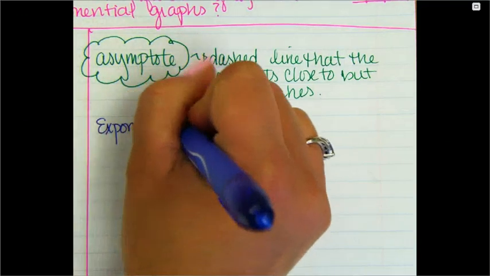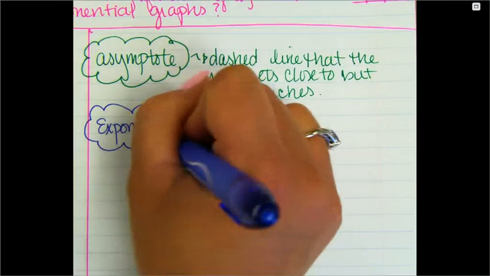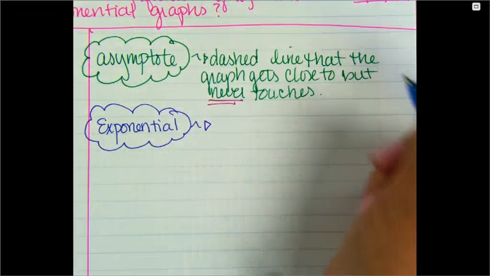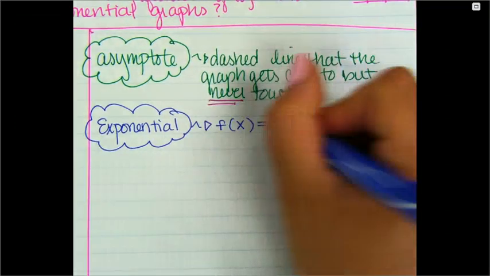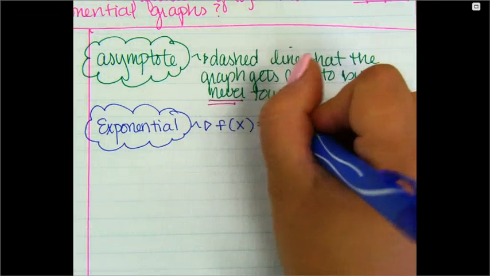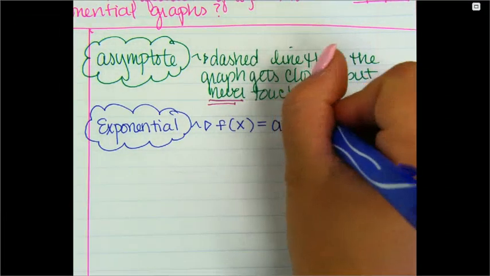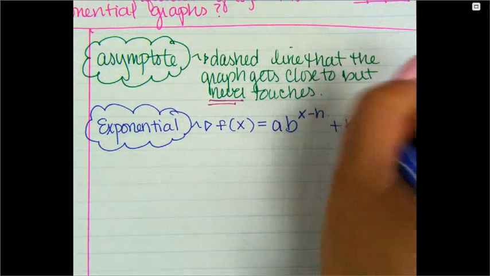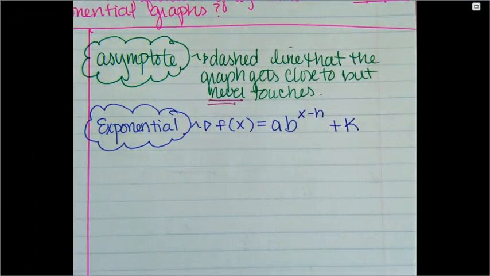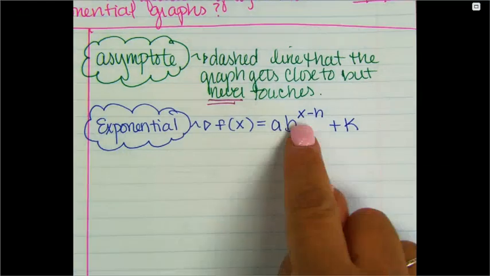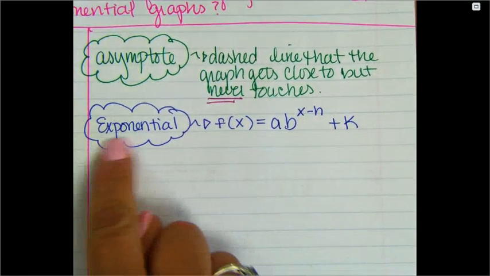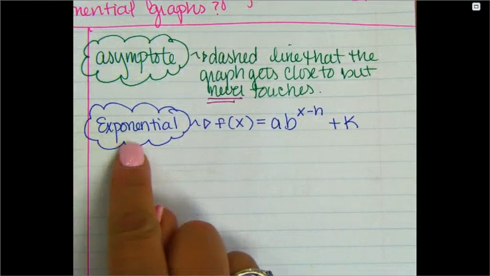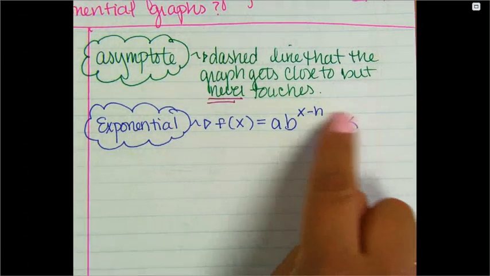Let's talk about exponential functions. You learned about exponentials in IM1. You refreshed your memory in IM2. We're going to do it again in IM3. It's f of x equals a times b to the x minus h plus k. Your x minus h is your exponent, hence the word exponent in your exponential, right? So exponential means your x is in your exponent.